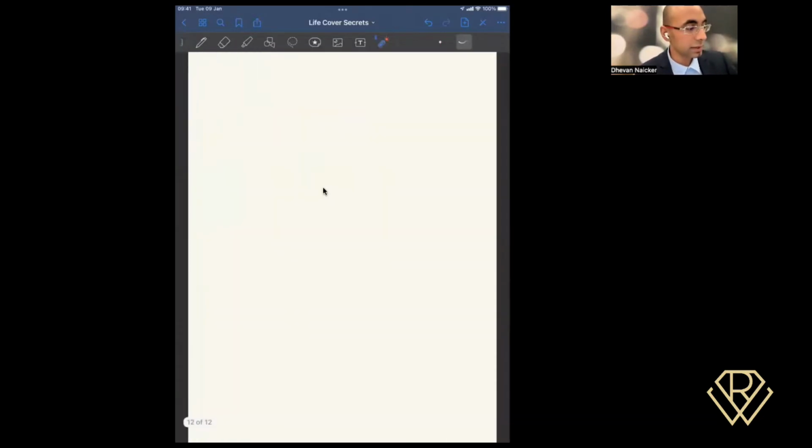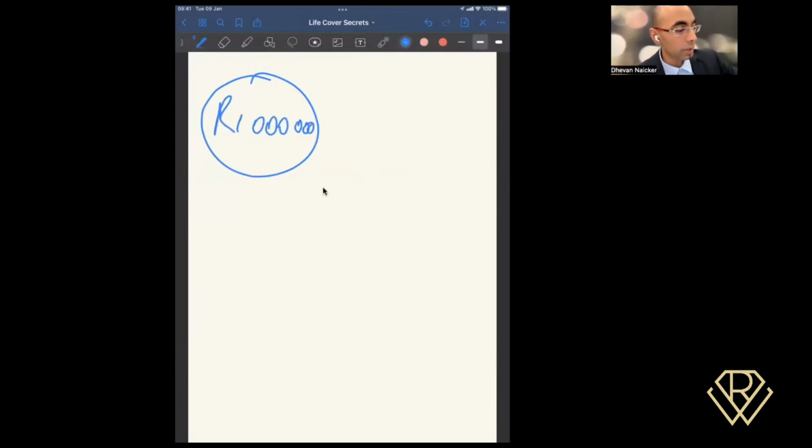Let's use an example for how this would work. Let's assume that your life cover sits at R1 million, and up on this end you've got a bond here, and initially your bond started with R1 million, but over time, because you've been paying, let's say the bond is 800,000. That's what you owe to the bank.